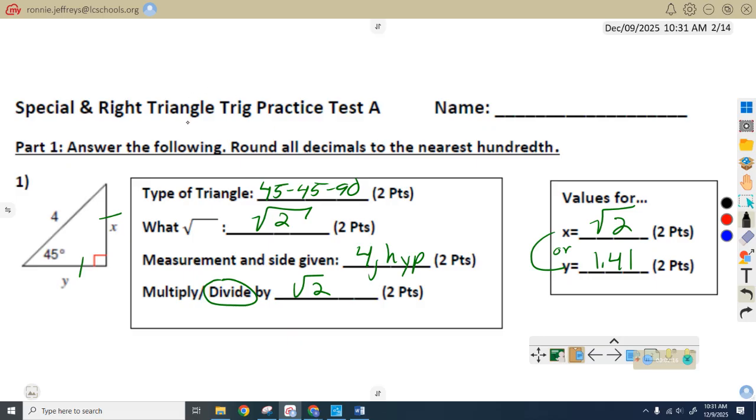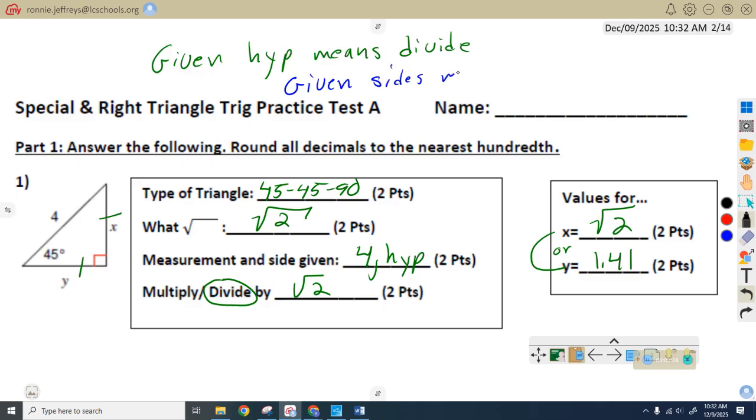Now, if somebody was asking about when you multiply, when you divide, I would kind of write this down. Given hypotenuse means divide. Given sides means multiply. Now, what's funny, I'm writing it down. It's going to be in the lesson. It's going to be on Schoology, and people will be like, I've never heard that before. All right.